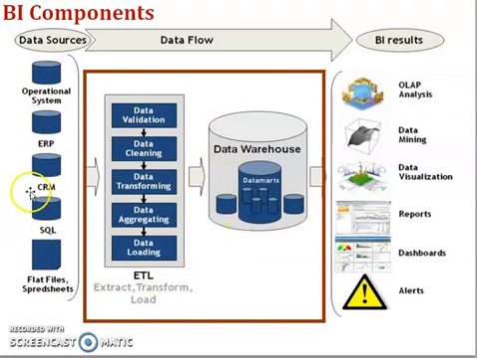Now, how is this built into a data warehouse? In between the data sources and the data warehouse, there is one process called the ETL process, which we call the extract, transform and load process. So what are the steps involved in the ETL process? The steps begin with data validation.